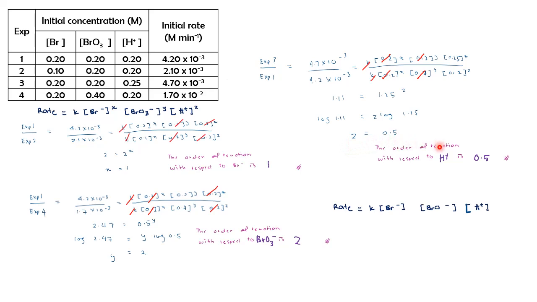So your answer, just leave it like this and do not round off to the nearest whole number. And for your rate law, rate equals rate constant k, concentration of Br minus to the power of 1, and then BrO3 minus to the power of 2, and concentration of H plus to the power of 0.5. So this is the rate law for your reaction for this example.